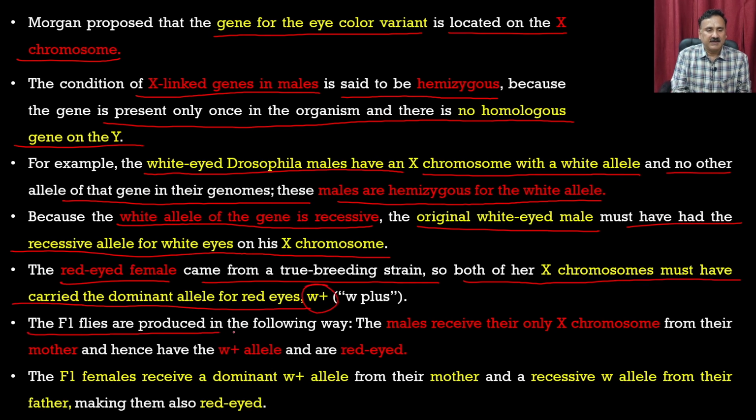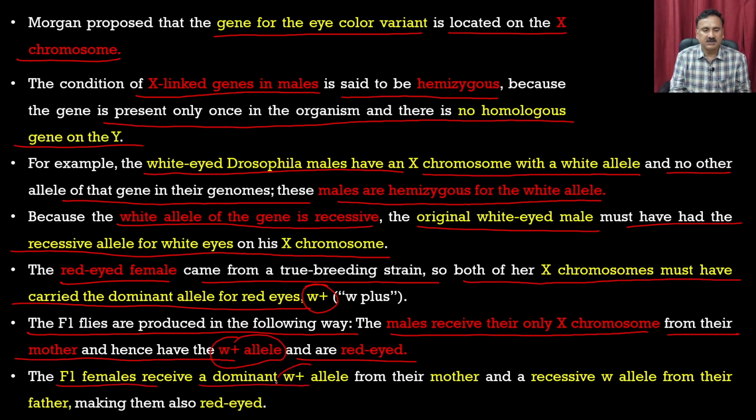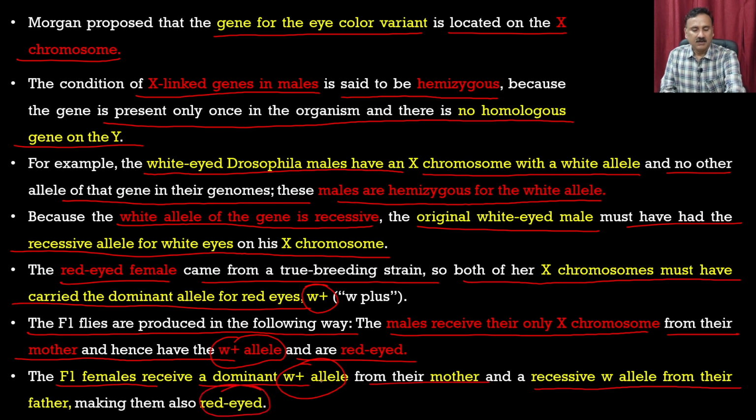The F1 flies are produced in the following way. The males receive their only X chromosome from their mother, and hence have the W plus allele and are red-eyed. Whereas the F1 females receive a dominant W plus allele from their mother and a recessive W allele from their father, making them also red-eyed, right?